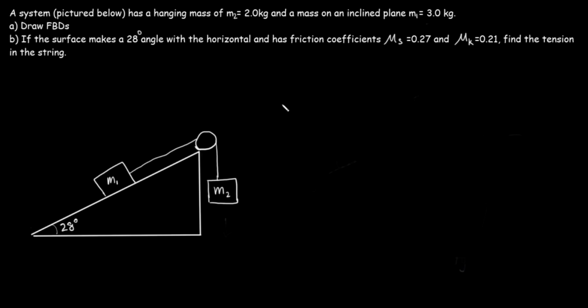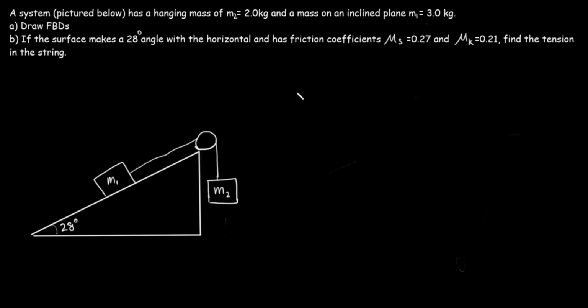Now for Part B, if the surface makes a 28 degree angle, it's telling you to find the tension in the string, but it's giving you mu s and mu k. So which one should we use? Well, first of all, let's calculate the net force of this system only using the force of gravity. So we're going to ignore tension force, and we're going to ignore friction force, and we're only going to calculate the net force that gravity is acting on the system.